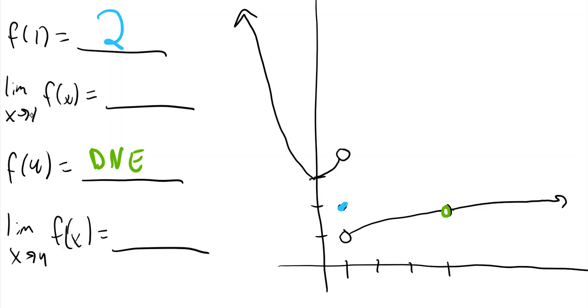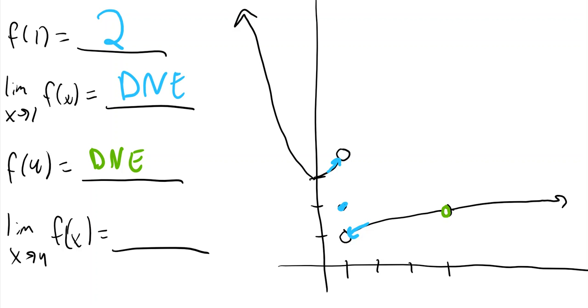So as x approaches 1, it's got to be the same from the right and from the left. And from the right side, the y values are getting closer to 1. And from the left side, they're getting closer to 3.5 or 4. I don't know exactly, but they're definitely not the same. So if it's not the same from the right and the left, that limit does not exist.